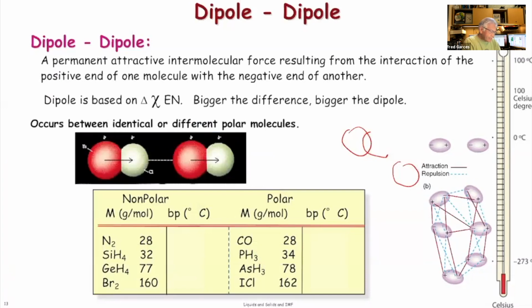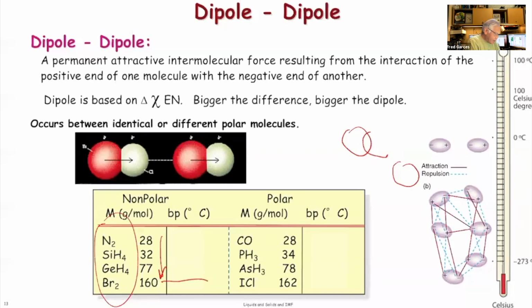Here's an example of dipole-dipole interaction. Here, all of these are nonpolar, and yet their boiling point goes up as the atom becomes bigger. That's because it's not the polarity of the chemical that influences their boiling point. It's actually the number of electrons that the chemical has. Bromine is going to have more electrons than dinitrogen, so it's going to have a higher boiling point.